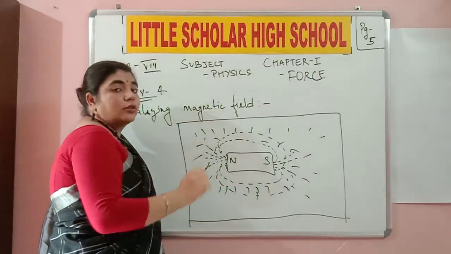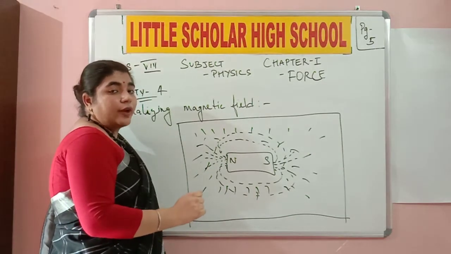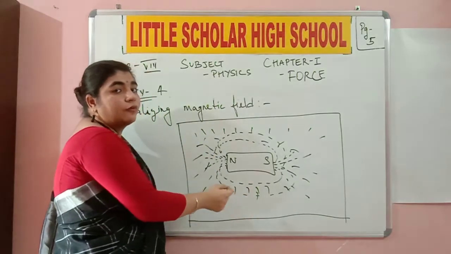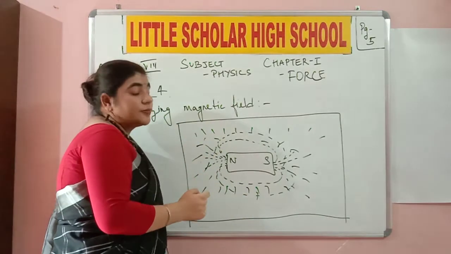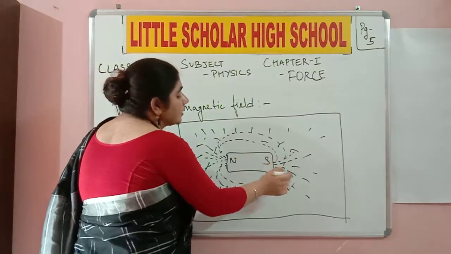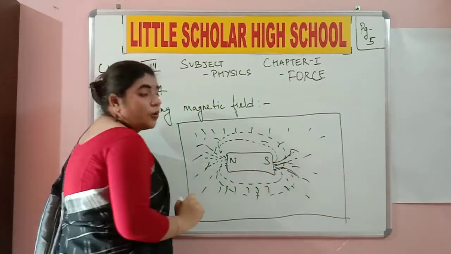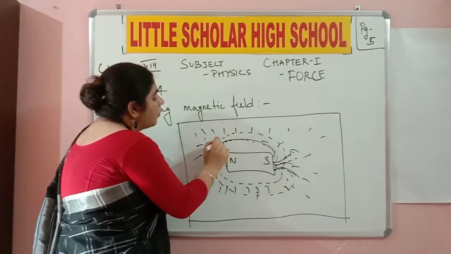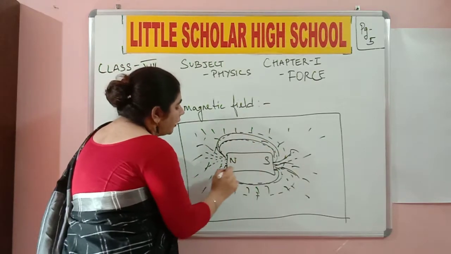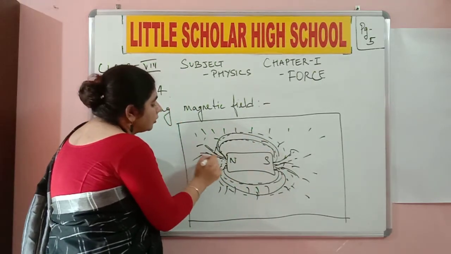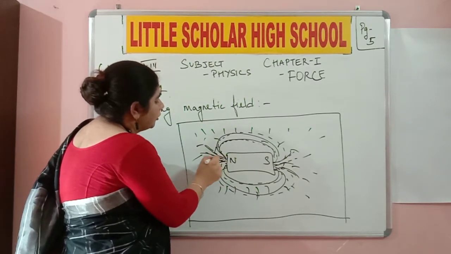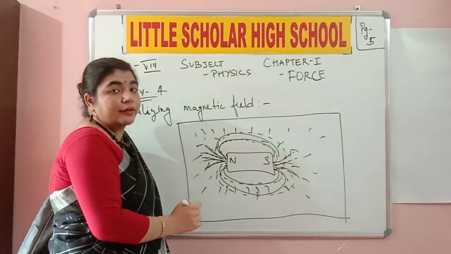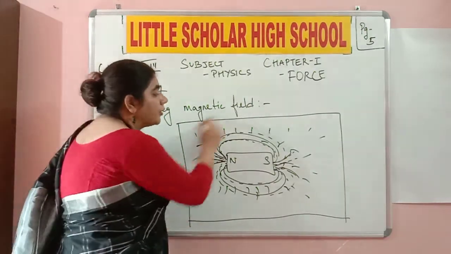I tap on the table and I see that the iron filings are crowding around the poles of the magnet and forming a certain pattern. You will observe that too many iron filings crowd around the poles of the magnet, and they also have a formation from one pole to the other pole. The region depicted by these iron filings is called the magnetic field of the magnet. This magnetic field is present around the magnet.